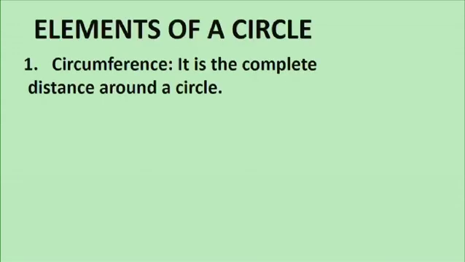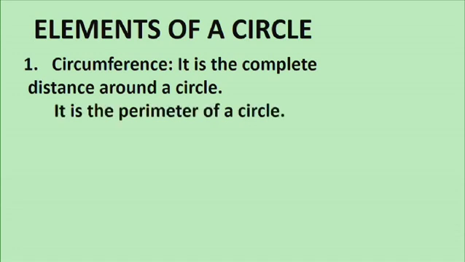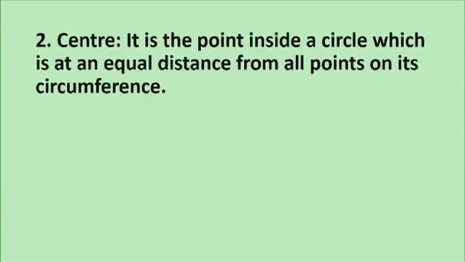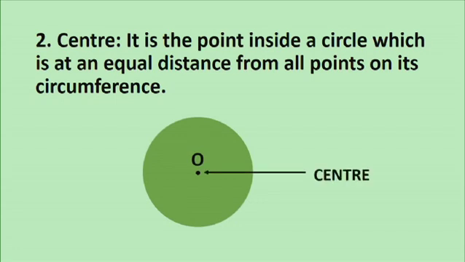Let's move on to the elements of a circle. The circumference. It is the complete distance around a circle. It is the perimeter of a circle. This is the circumference. The center. It is the point inside a circle which is at an equal distance from all points on its circumference. The center.